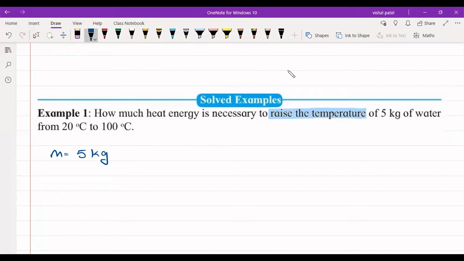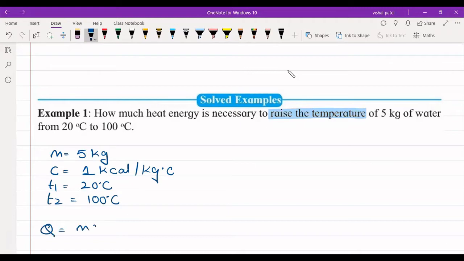Now see students what I'm doing. I have mass in kg. So when I write specific heat, I'm going to write 1 kilocalorie per kg degree Celsius. Okay? T1 is 20 degrees Celsius, initial temperature. T2 is 100 degrees Celsius. Okay, so Q equal to MC delta T.